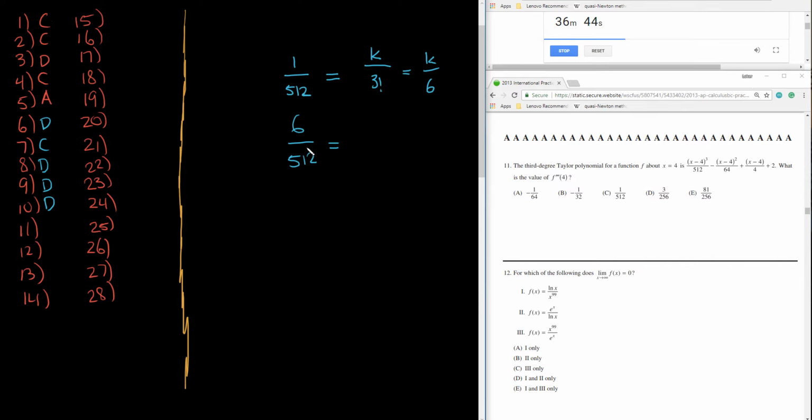And 6 over 512 is... what is that? Is it 64? Let's consider this. It's not A or B because it's not negative. Yeah, okay. Oh, actually, it's D. Let's just simplify this. This is 3 divided by 256. 256 multiplied by 2 is 512, correct? Okay, and 3, and I guess you can't simplify further. Okay, so D again.